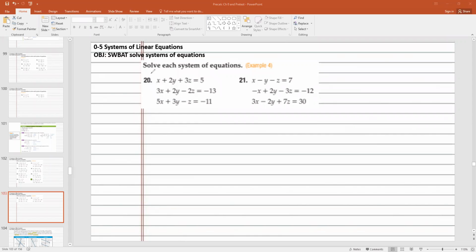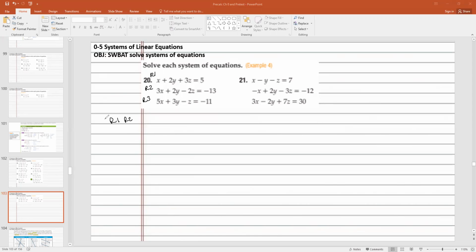So I'm going to call this row 1, row 2, and row 3. I'm going to do row 1 and row 2. What I'm going to do is try to cancel out an x, y, or z. Now, which one am I going to cancel out? I'm going to cancel out the x because I have a coefficient of 1, and it's easiest.